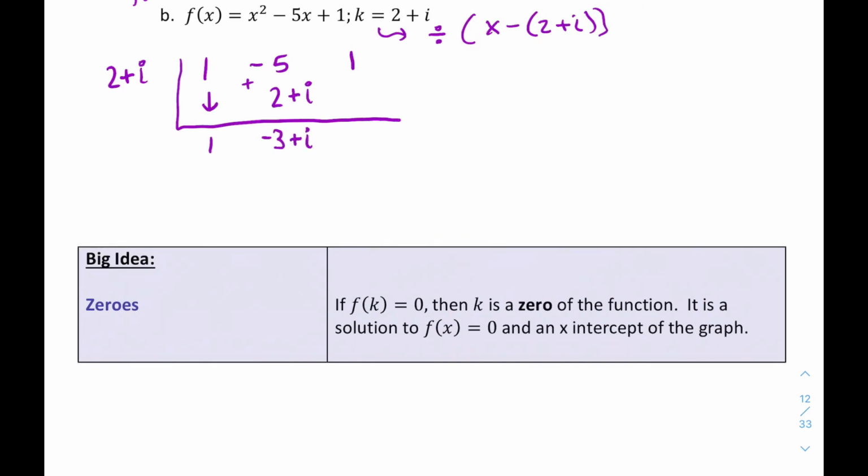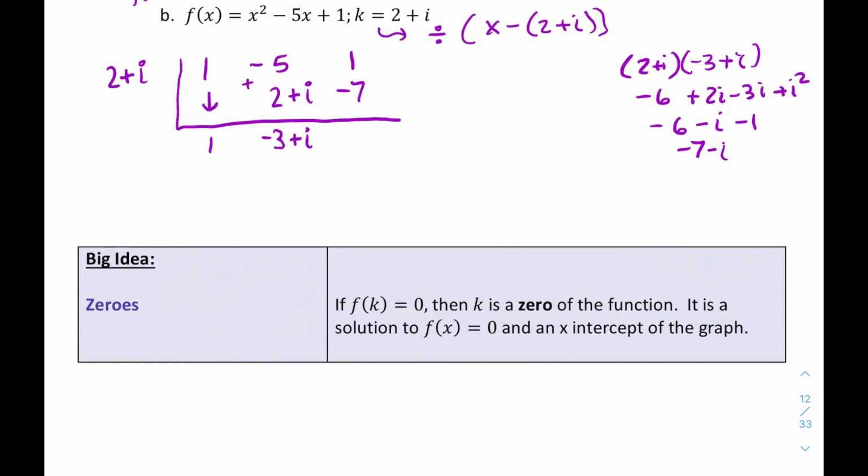Now when it comes to multiplying negative 3 plus i and 2 plus i together, that's going to take a little bit more work, so I'm going to jot it down out to the side here. I will come up with negative 6 plus 2i minus 3i plus i squared. Combining some things, I'll have negative 6 minus i, and i squared is negative 1, which, if you put that together, gives you negative 7 minus i. Add that to 1, and you end up with negative 6 minus i. I'm not going to rewrite this in the different form like I did up above, because it would be quite messy. So f of 2 plus i, we know, is equal to our remainder of negative 6 minus i.